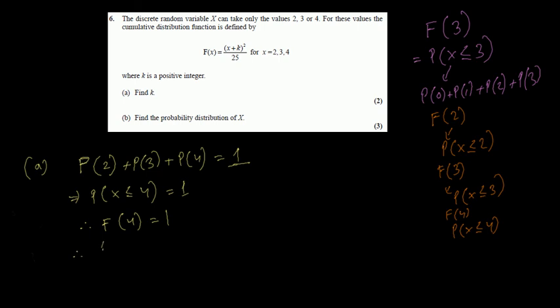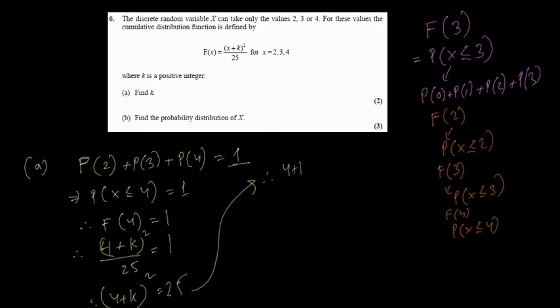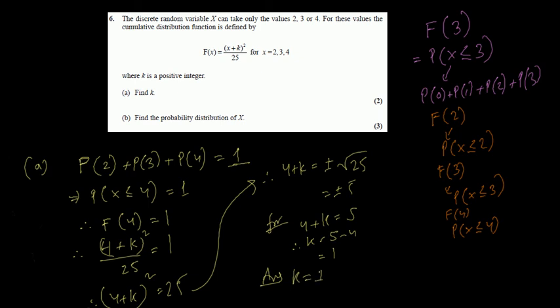That means in x we can put 4, so (x plus k) squared divided by 25 becomes (4 plus k) squared divided by 25 equals 1. Therefore (4 plus k) squared equals 25. That means 4 plus k equals plus or minus the square root of 25, which is plus or minus 5. So we have 4 plus k equals 5, k equals 5 minus 4 equals 1. Since k is a positive integer, this is our answer. We don't even have to do the sum with minus 5 because that will be negative. So the answer is k equals 1.